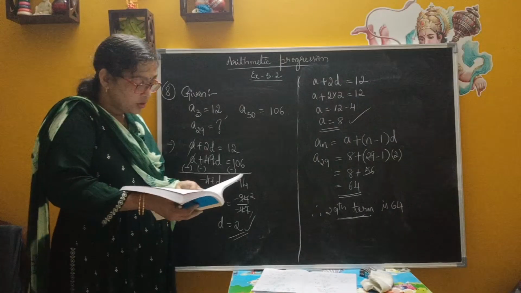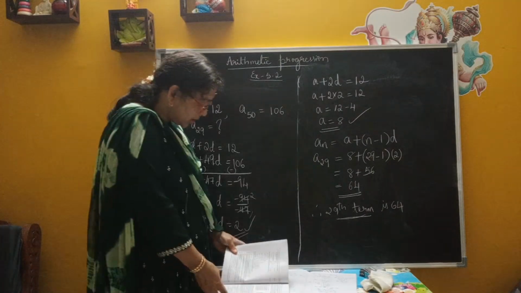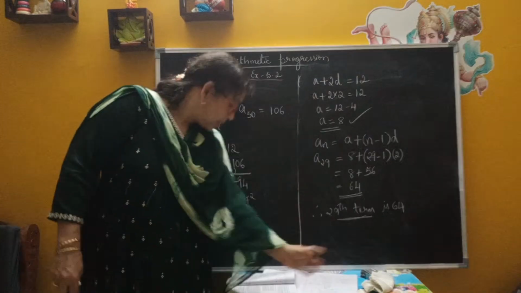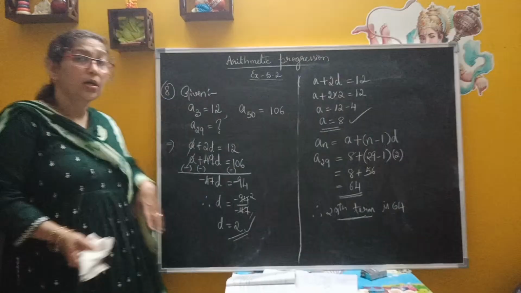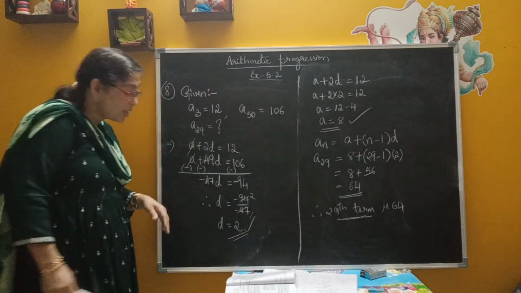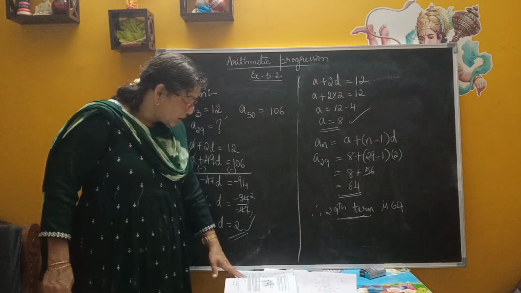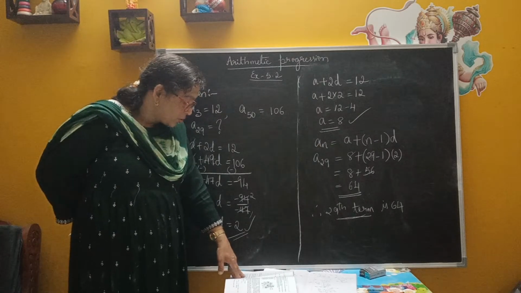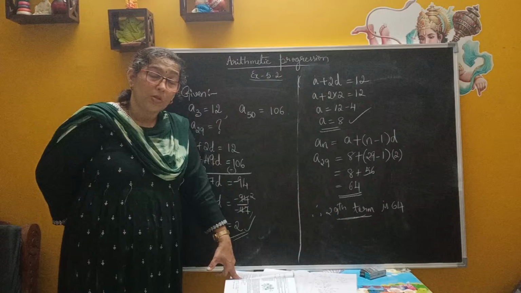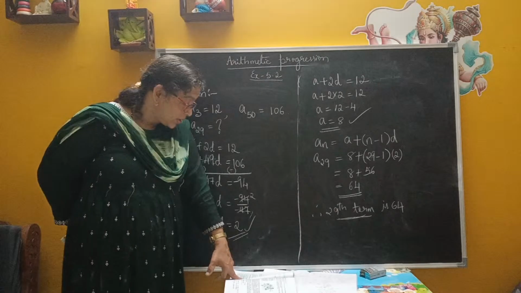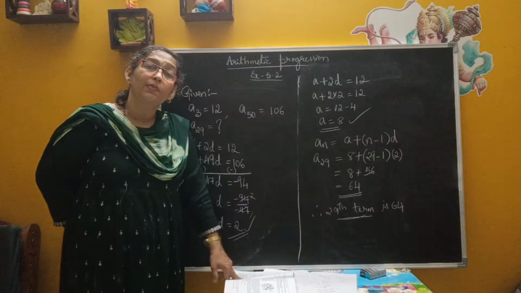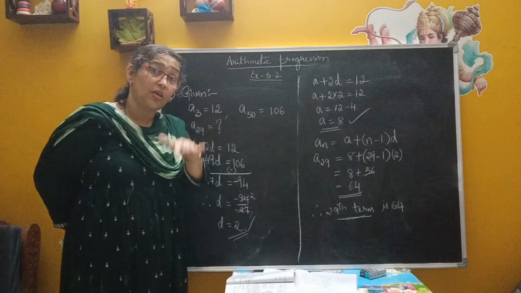Now let us go with the 10th problem. The 17th term of an AP exceeds the 10th term by 7. What is the meaning of exceeds? Exceeding, that is, more than. So the meaning of this question is the 17th term is 7 more than the 10th term. Suppose the 10th term is 10, then the 17th term is 10 plus 7, that is 17. So plus 7 it is.